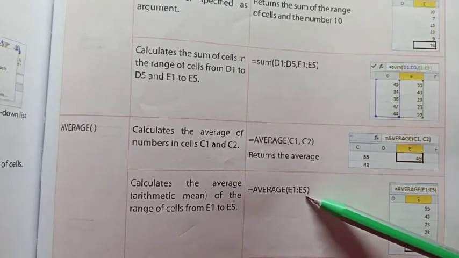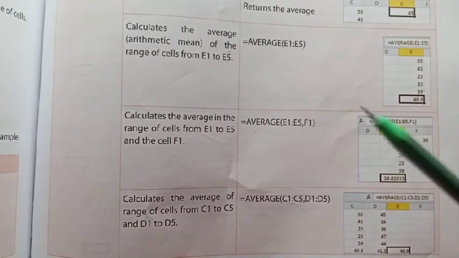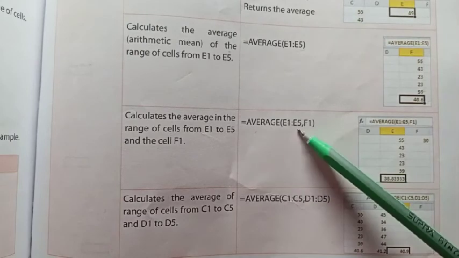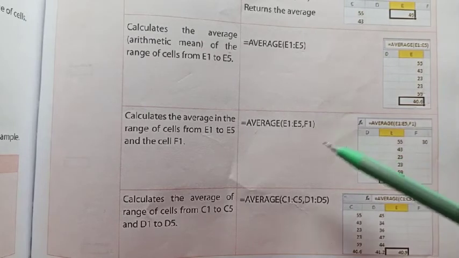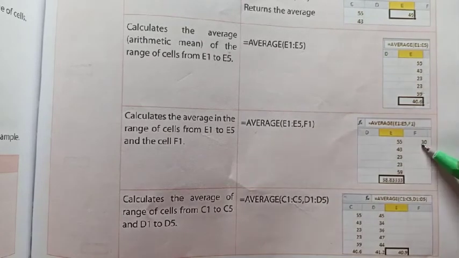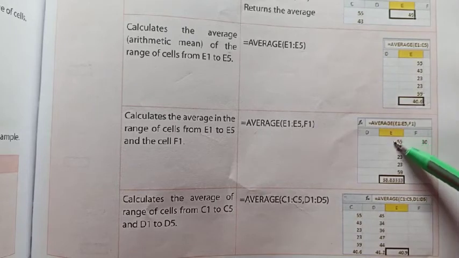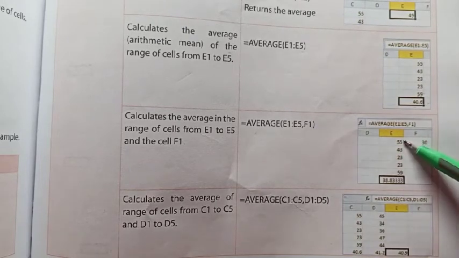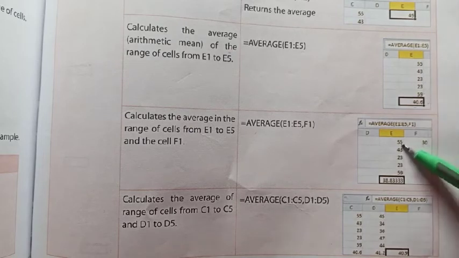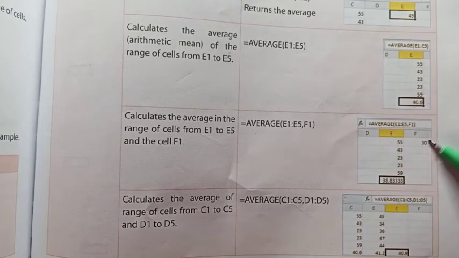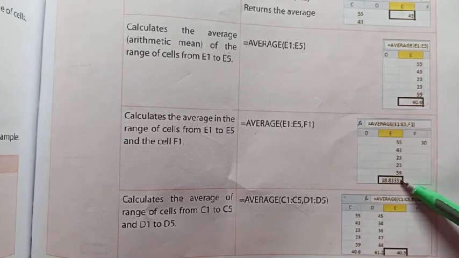Then another way we can write the average is with a range, AVERAGE(E1:E5, F1). E1 to E5 is this range, and after the comma we have given F1. This means find the average for the values from E1 to E5 and for the value in F1. So now here the total of the 6 values will be calculated and divided by 6 and you will get the answer.